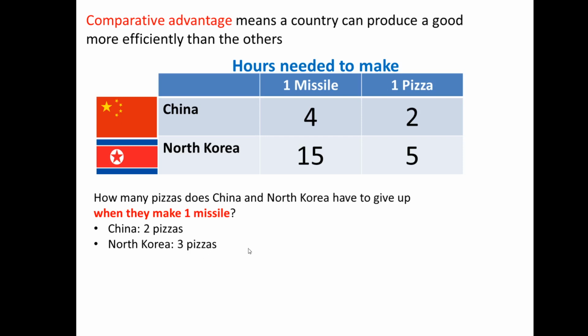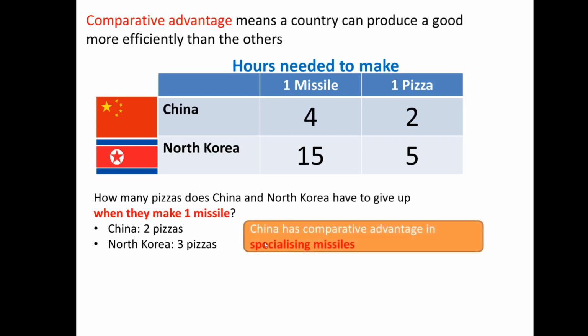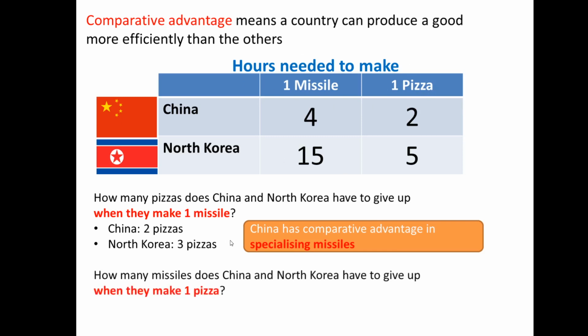But let's go to another question here. You can see this is what we call a comparative advantage. That's why China is going to specialize in producing missiles. But because we are assuming they only produce 2 goods, we also have to compare the other one as well.